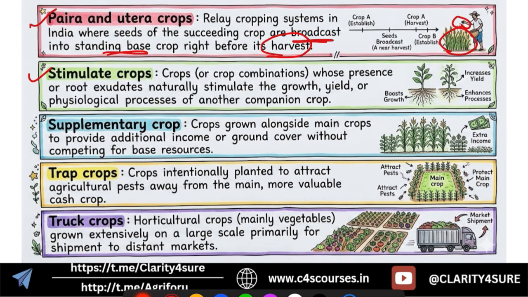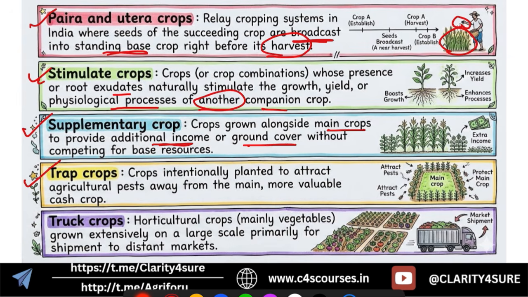Okay, the next is a stimulate crop. It is a crop or combination of crops whose presence or root exudates naturally stimulate the growth, yield or physiological process of another companion crop. Stimulate is like the chemicals that it is secreting. Okay, then the next is the supplementary crop. It is going to supplement the income, you can say. Crops grown alongside the main crop to provide additional income or ground cover without competing for the base resources, right?